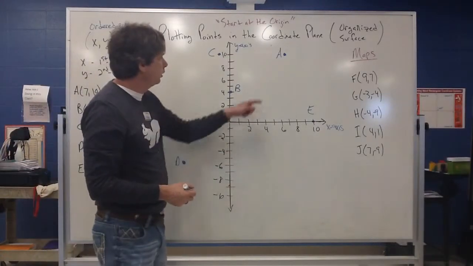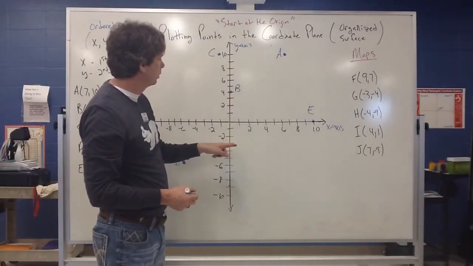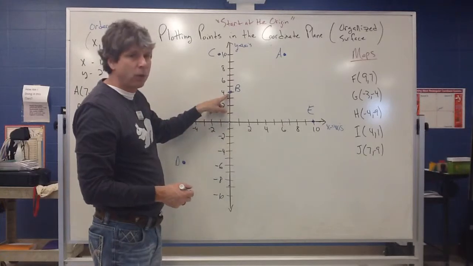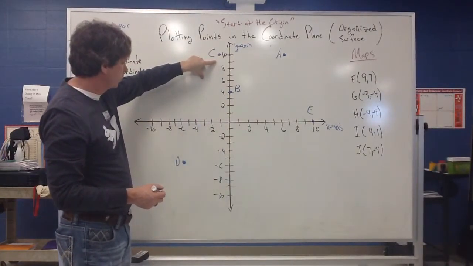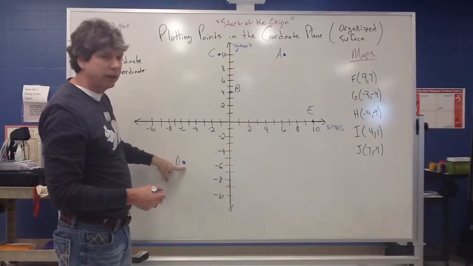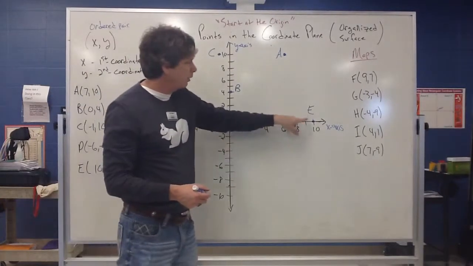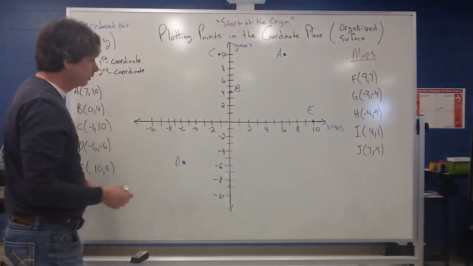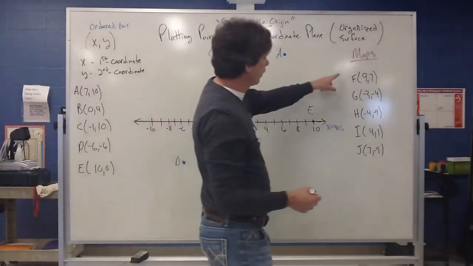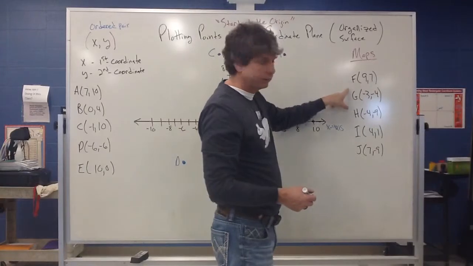So right now what I see is point A is in quadrant 1. Point B is on the y-axis. Point C is actually in the second quadrant. Point D is in the third quadrant. And point E is actually now on the x-axis. So I've got those taken care of. Let's look at a few more points. I have a few more written over here.